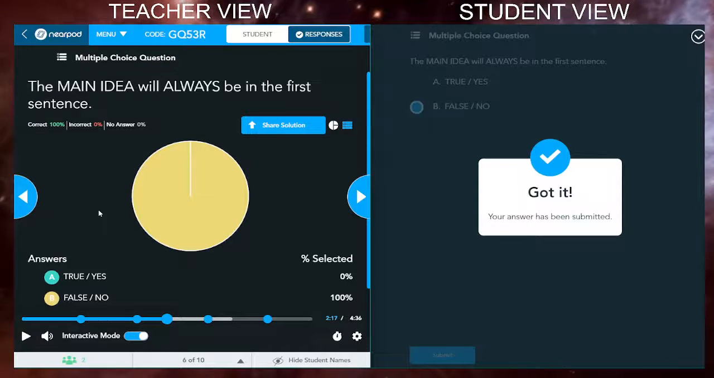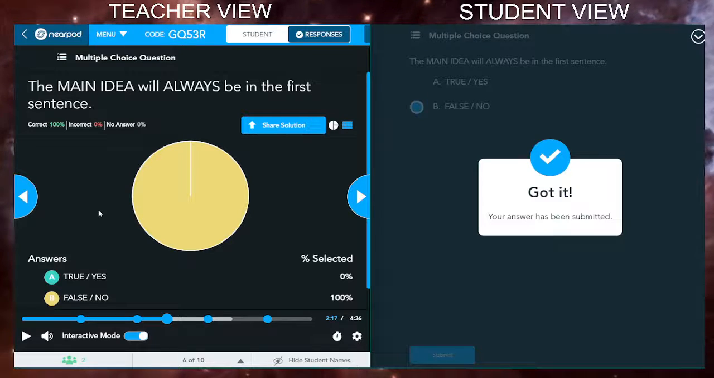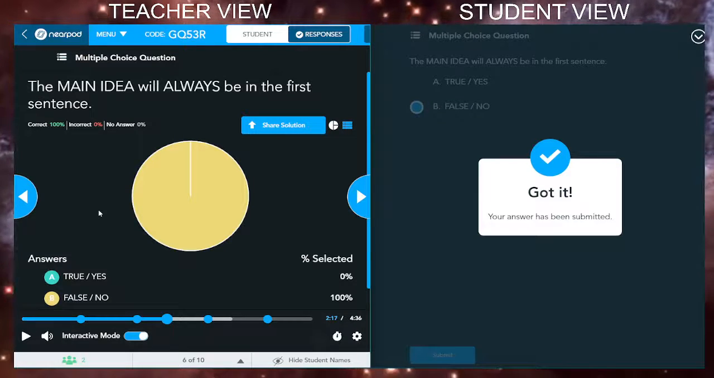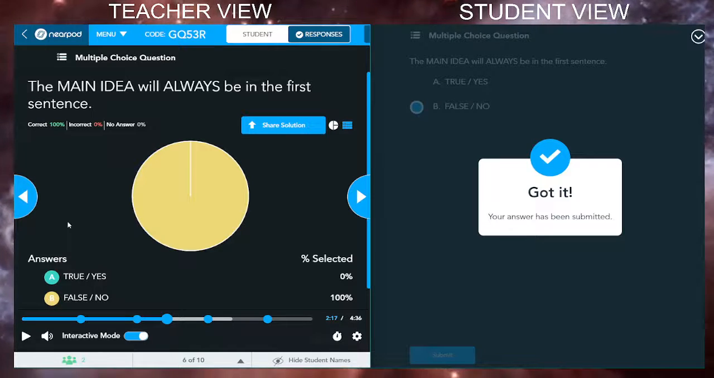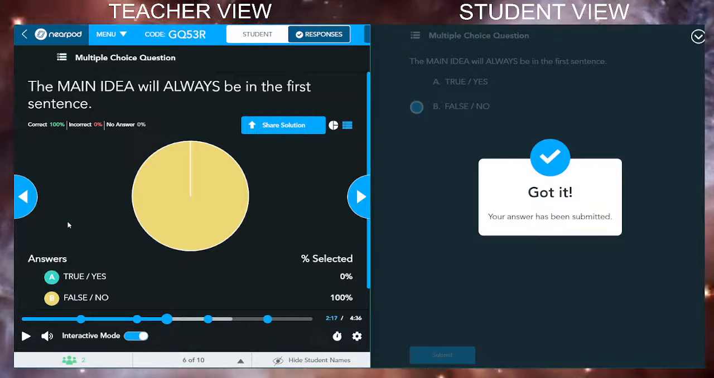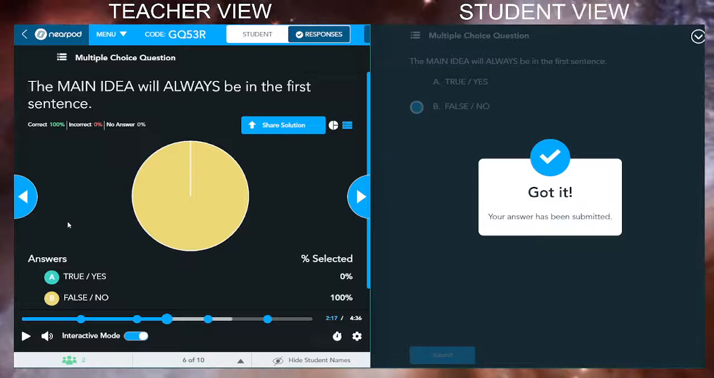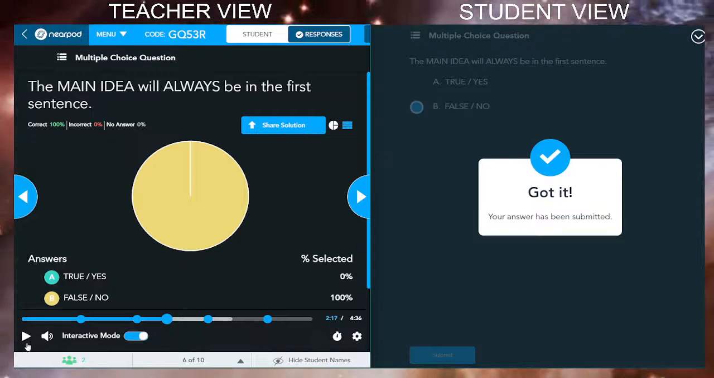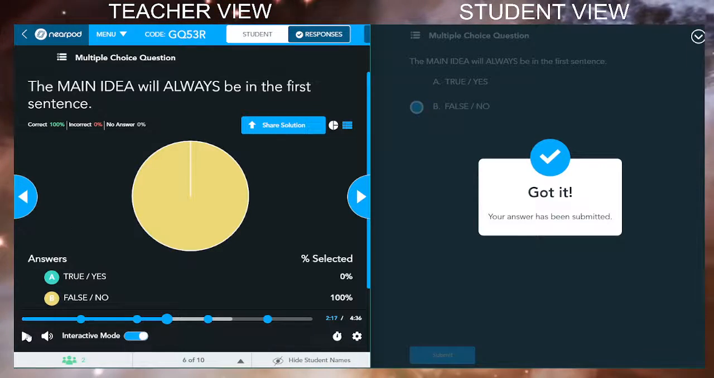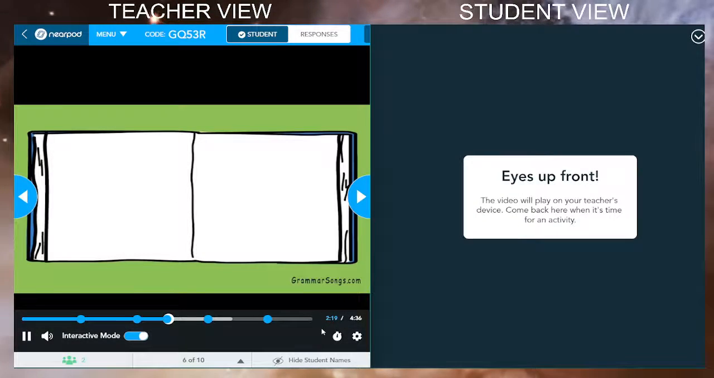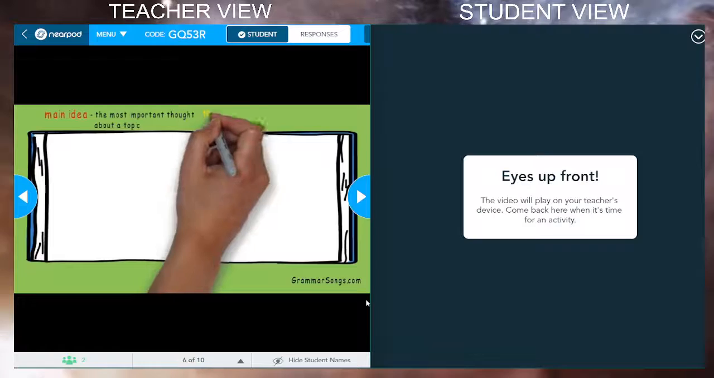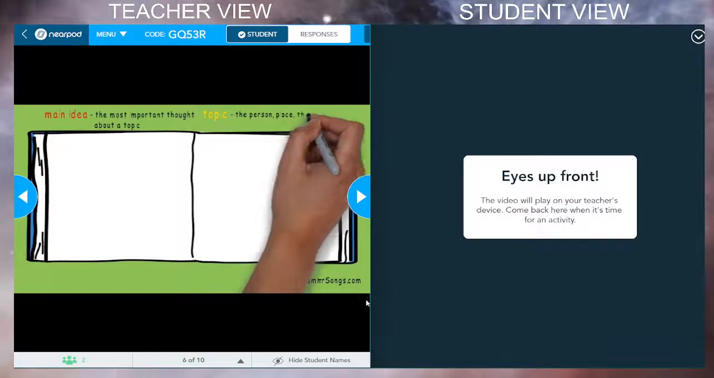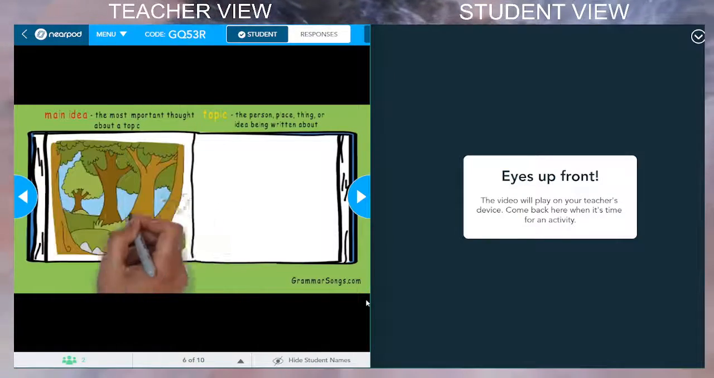The main idea sometimes can be found in the middle of the paragraph. It can be found at the end of the paragraph. It's not always in that first sentence. You have to be able to read that paragraph and find out what the main topic is, but it's not always going to be given to you right in the first sentence. So that's really good to know. Let's look at another example. Remember, the main idea is the most important thought about a topic, and the topic is the person, place, thing, or idea being written about.